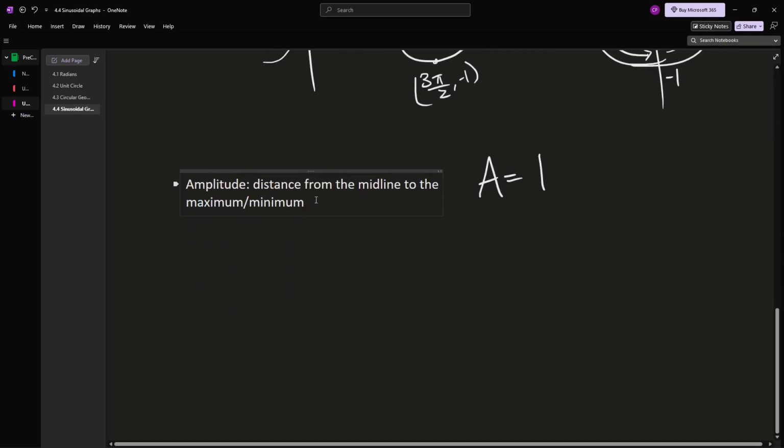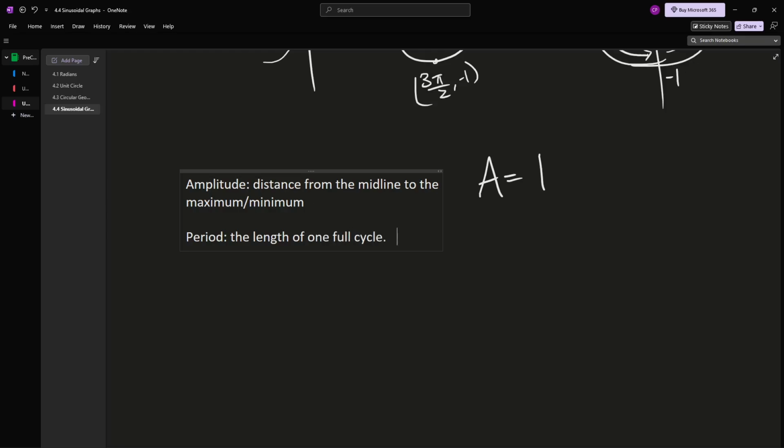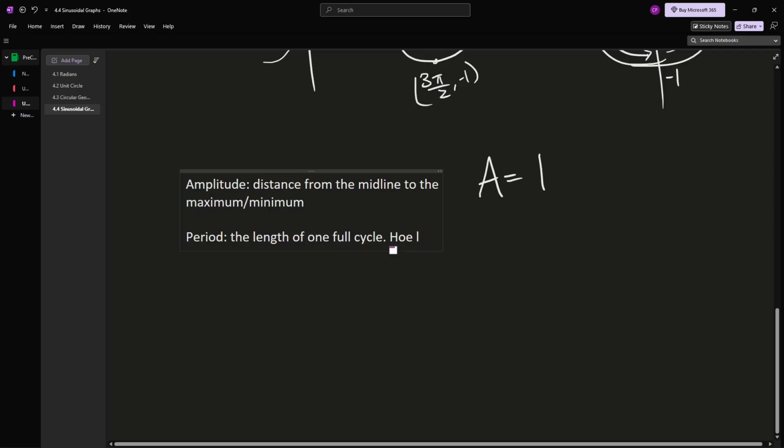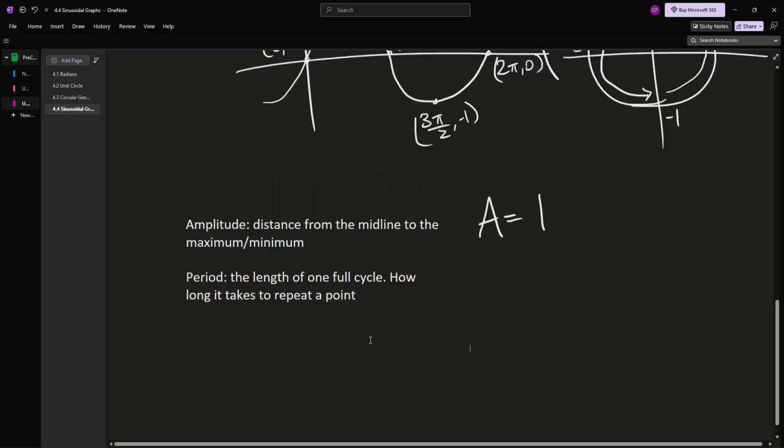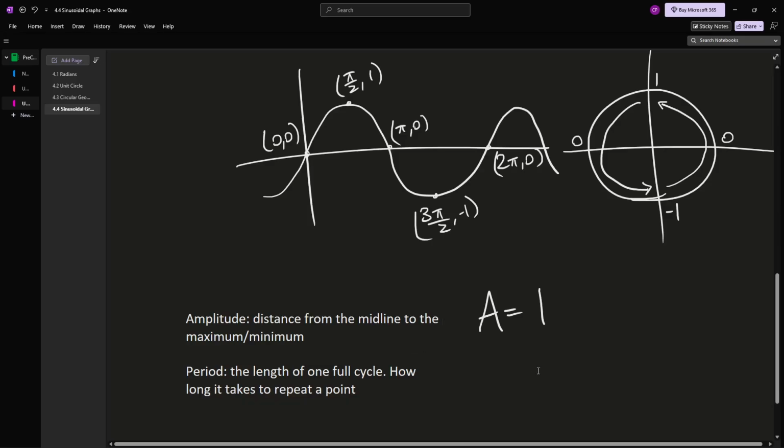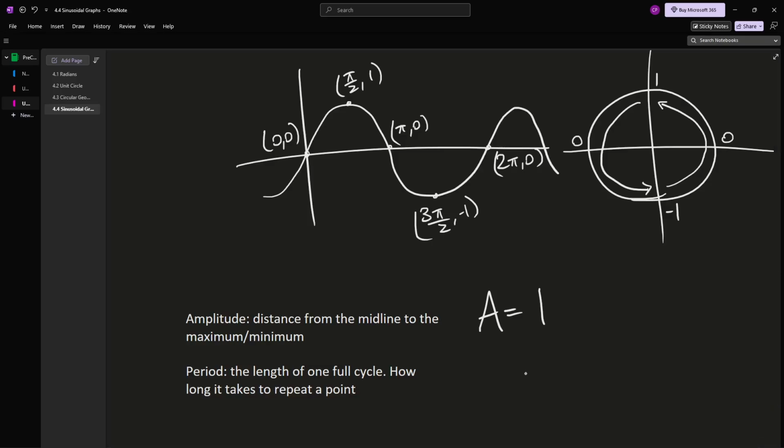And next up, what we have is the period. The length of one full cycle, or how long it takes to repeat a point. And repeating a point is a bit trickier of a definition to understand, but I like the one full cycle better. So one full cycle in terms of a circle is 2 pi. So generically, the period is 2 pi.